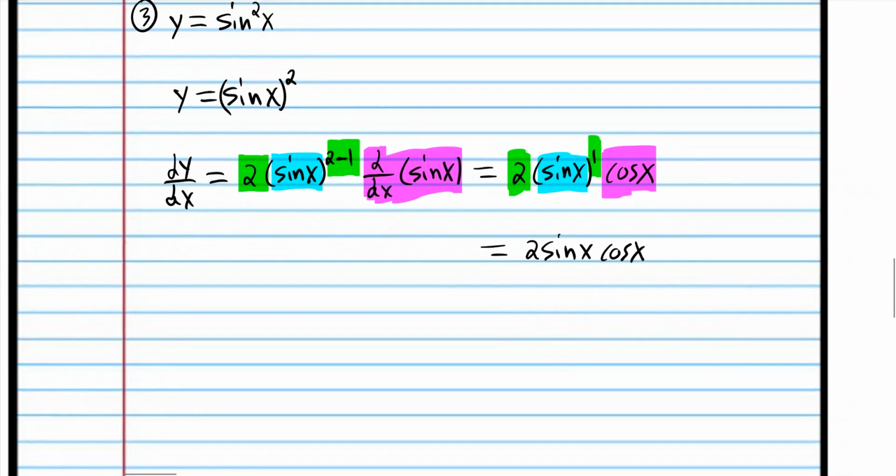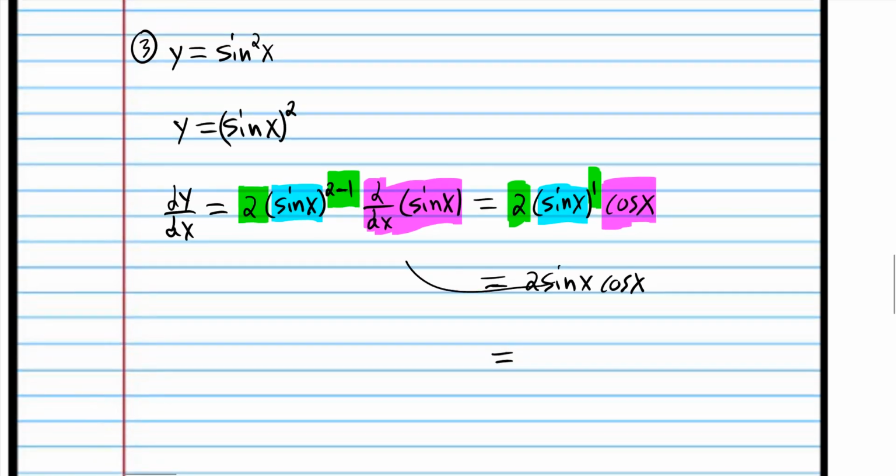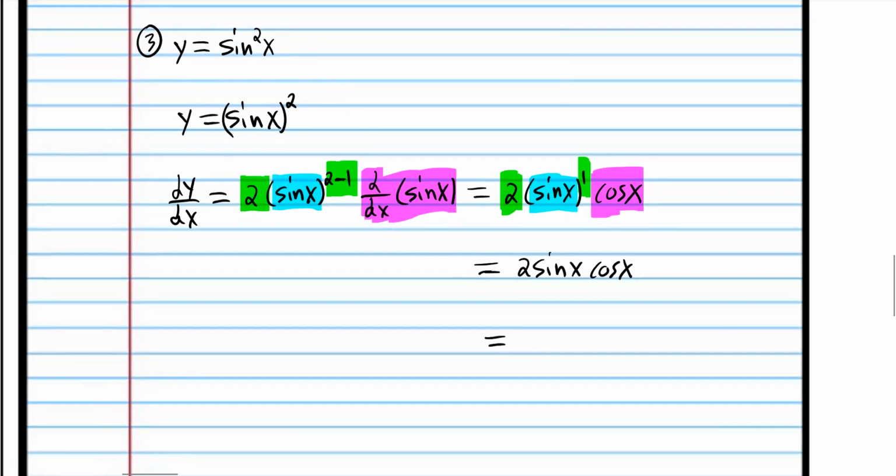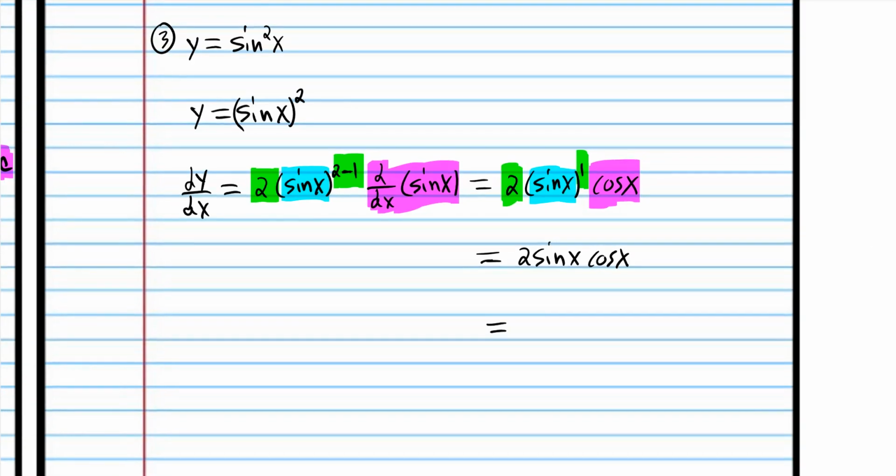Now, I don't want to make things more difficult for you, but you should be aware that if you see a problem like this in a textbook and you want to check your answer in the back, assuming that it's an odd problem or a problem where the answer is written in the back of the textbook, you're probably not going to see your answer in this form. You're going to see it as sine 2x.